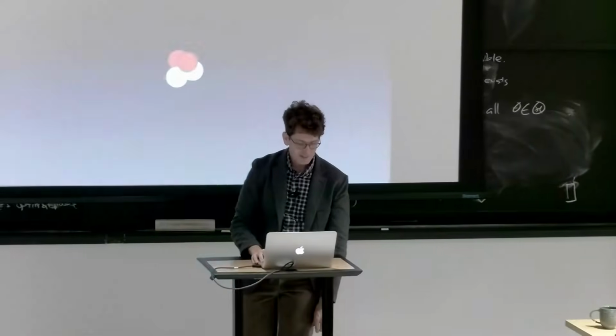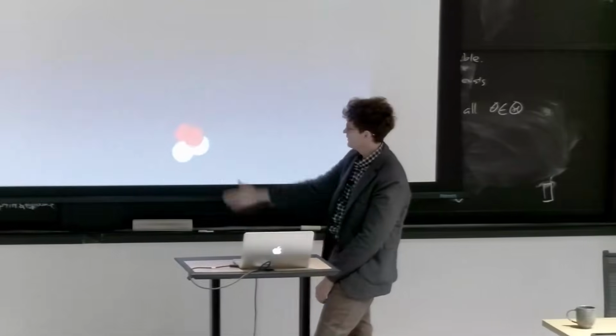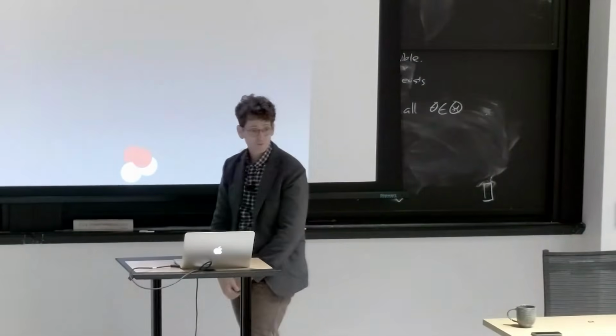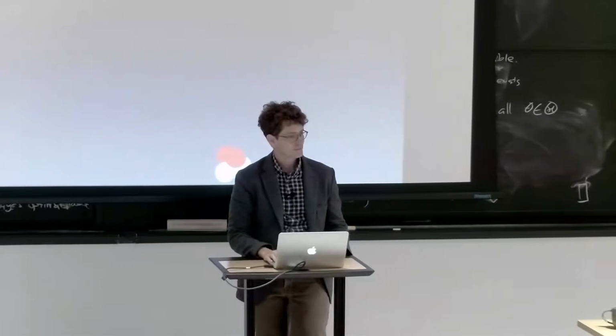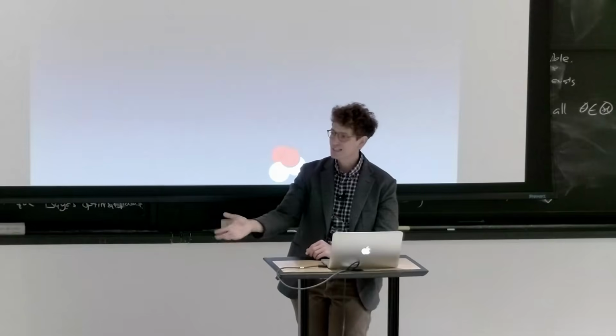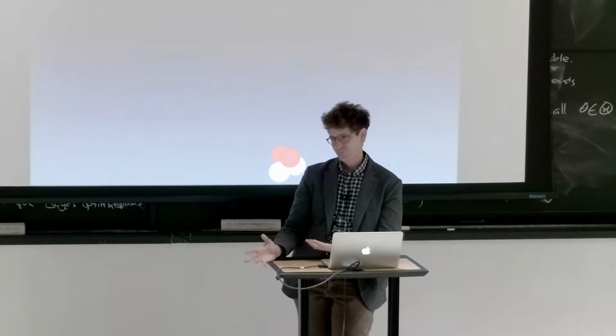If you have a light thing instead, like this molecule of, I guess it's a molecule of helium, then conservation of momentum causes the neutron to move off more slowly. So if we want to slow things down, we want to put a lot of light atoms in there. What is the lightest atom?